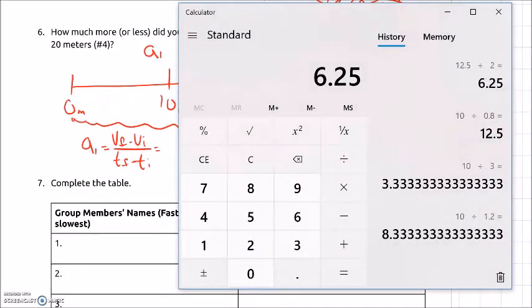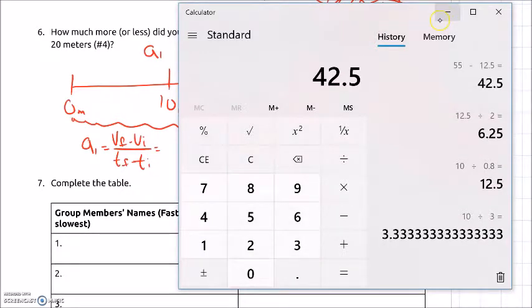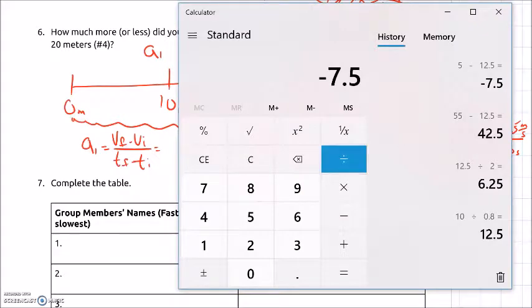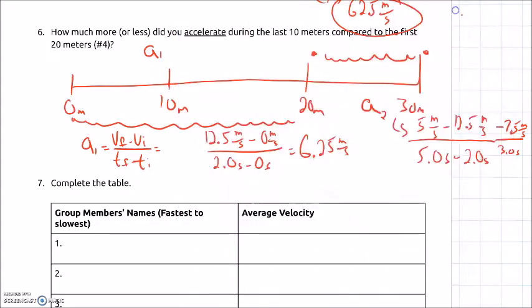So 5 minus 12.5 is equal to negative 7.5 meters per second, divided by 3 seconds. So we get an acceleration of negative 2.5 meters per second squared. What does that mean? That means that we slowed down towards the end of the race. I got pretty tired. Running 30 meters was hard.